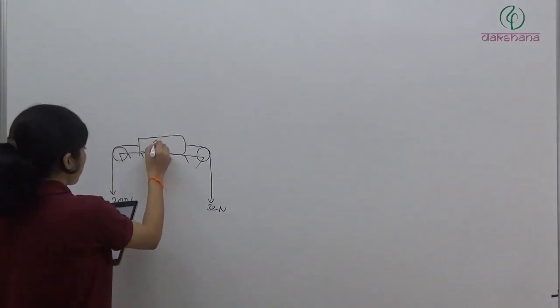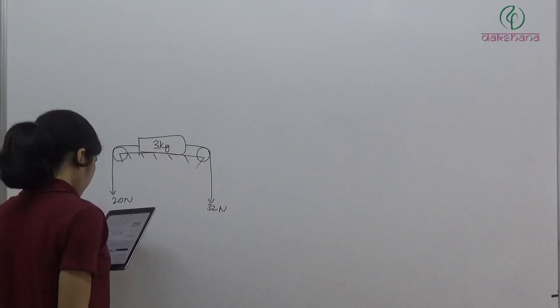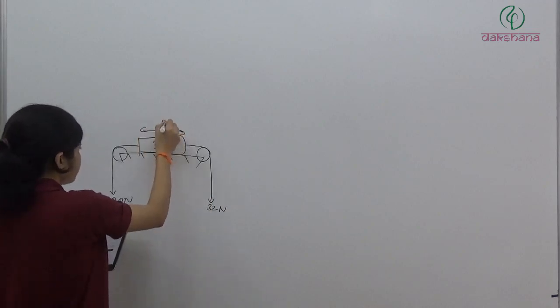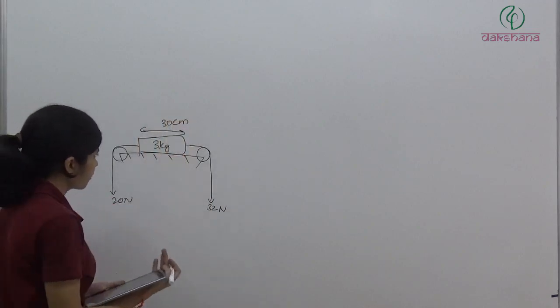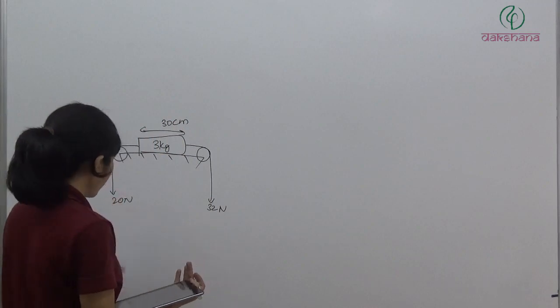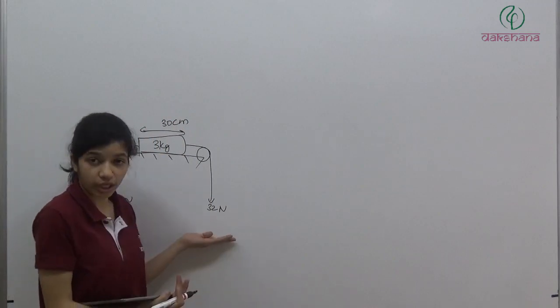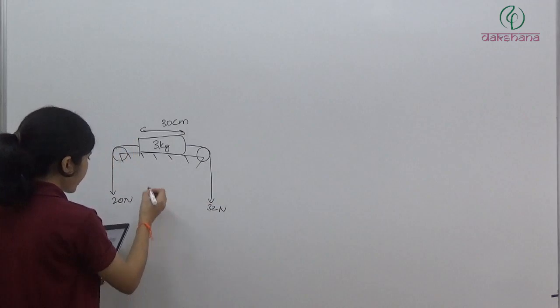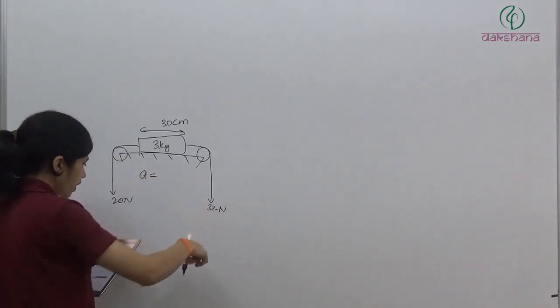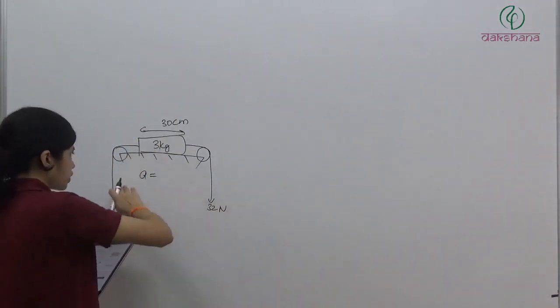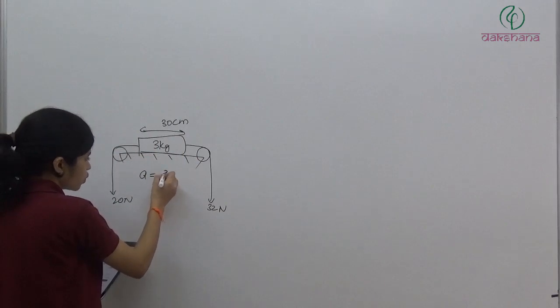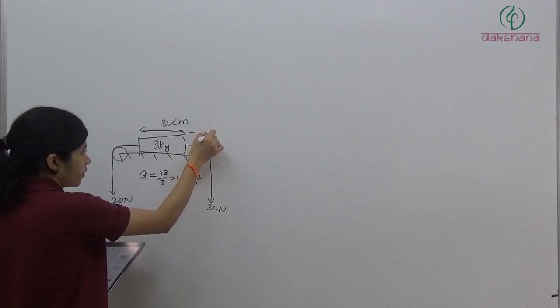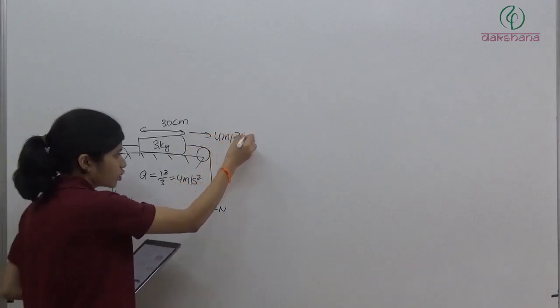So mass of the rod is 3 kg, length is 30 centimeter. Simply we can find 32 Newton minus 20 Newton, so excess force is 12 Newton on this side. So what we'll get? Acceleration is equal to 32 minus 20 divided by mass, so it is 12 divided by 3, that is 4 meter per second square. Acceleration of the rod will be this side, 4 meter per second square.